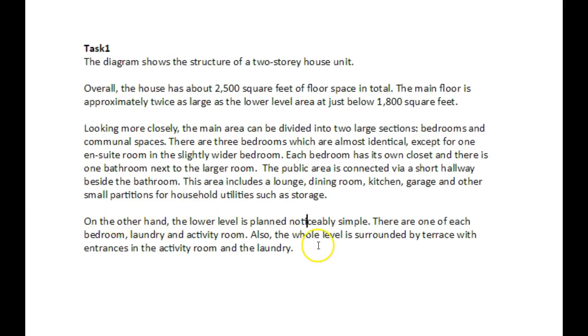On the other hand, the lower level is planned noticeably simpler. We could use a comma here and say containing one of each bedroom, laundry, and activity room. Also, the whole level is surrounded by a terrace with entrances in the activity room and the laundry. Cool.